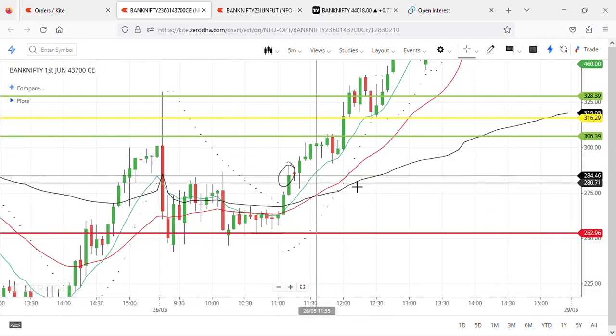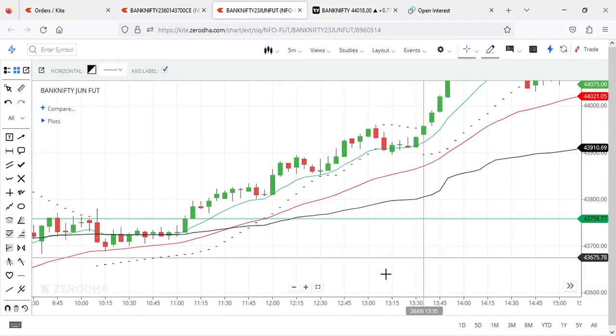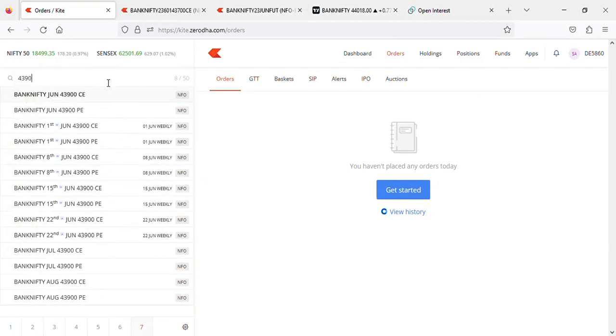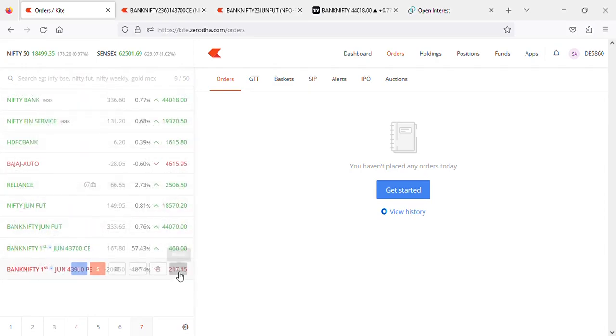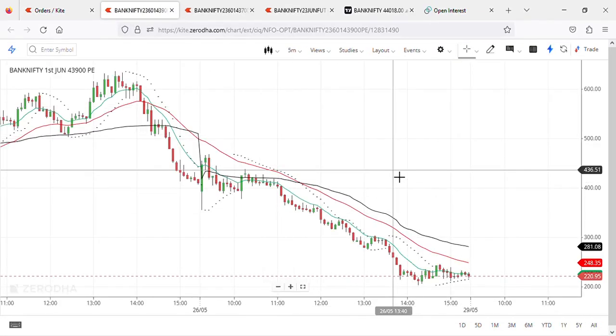This is how I plan my risk management. Let me show you another example. Suppose I'm doing futures. Let's take a put option that did not work out yesterday for me. 43,900 put. I was in this trade. I'll show you what happened exactly. I booked a small loss in this trade, and actually it did ruin my day.